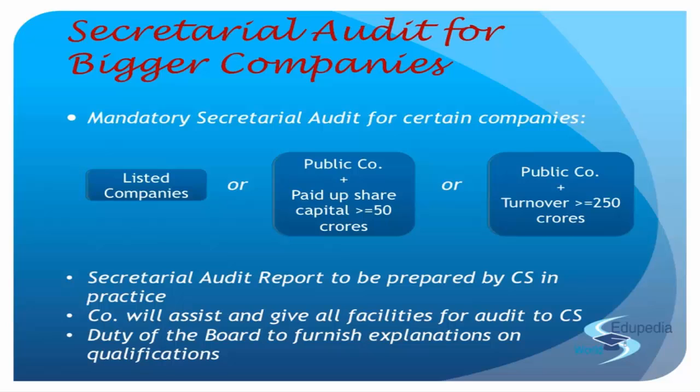So these are bigger companies, they say, right? Listed companies with paid up share capital of more than 50 crores and public companies with turnover of more than 250 crores, right? And there is no other rocket science in the entire section.